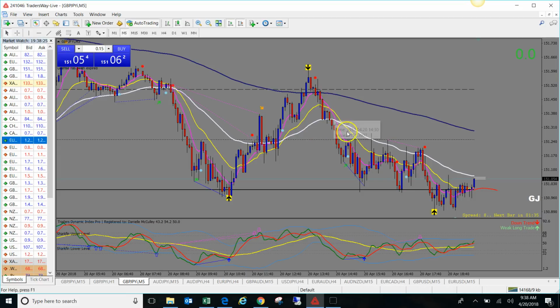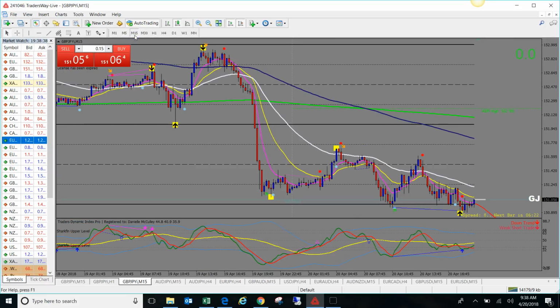Another one, here's another cross. So the 8 and the 20 is going to be a little bit late. I mean, it's a little bit safer, but you still catch 40 pips. Go to the 15.